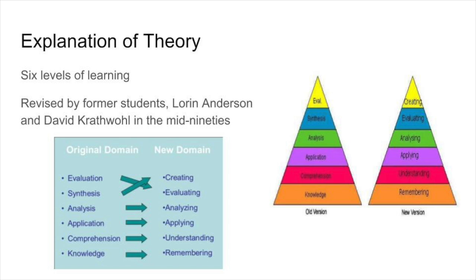Bloom's taxonomy is that there are different levels to learning. The most basic is knowledge, followed by comprehension, application, analysis, synthesis, and evaluation. In the mid-90s, it was revised by former students Laurie Anderson and David Krathwohl to become remembering, understanding, applying, analyzing, evaluating, and creating.